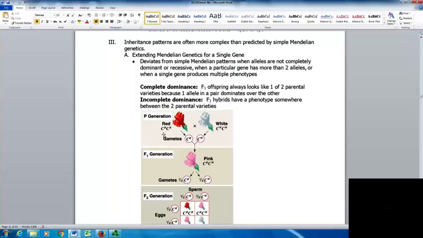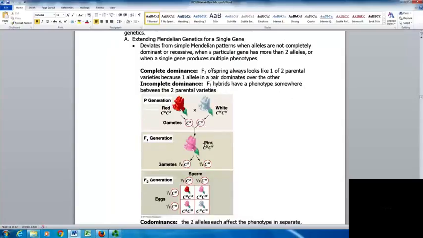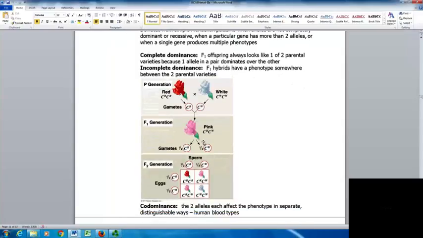So this is indicated with a CR, CR for the red flower. All of their gametes will be a CR. For the white flower, it's CW, CW. All of their gametes are CW. In the F1 generation, you get all pink flowers. A pink flower is going to have a CR, CW.